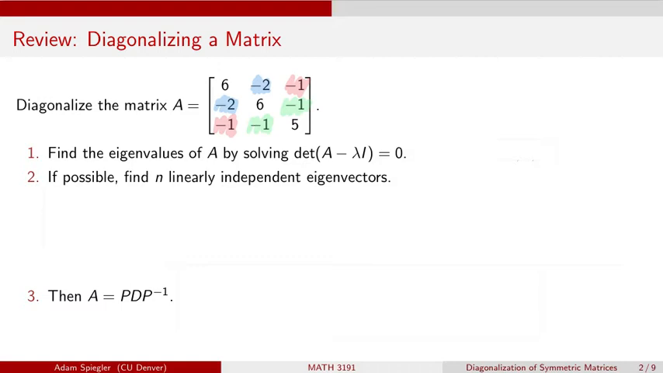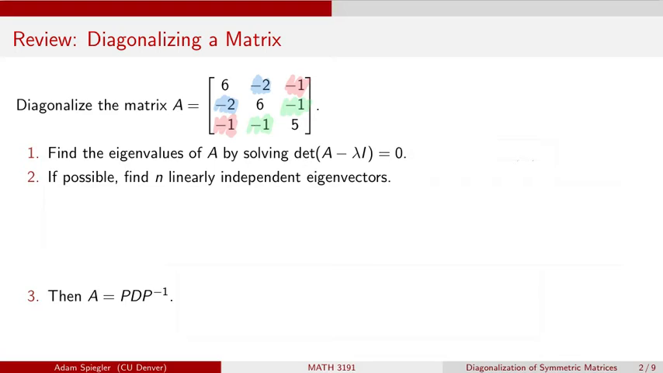So let's take a look at this matrix A, and notice this matrix A is symmetric. The first column is 6, minus 2, minus 1. The second column is minus 2, 6, minus 1. And the third column is minus 1, minus 1, 5. Because entry A12 equals A21, entry A13 equals A31, and entry A23 equals A32, this is a symmetric matrix. And the diagonal entries can be anything they want.